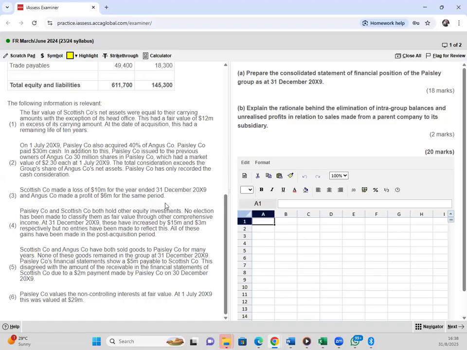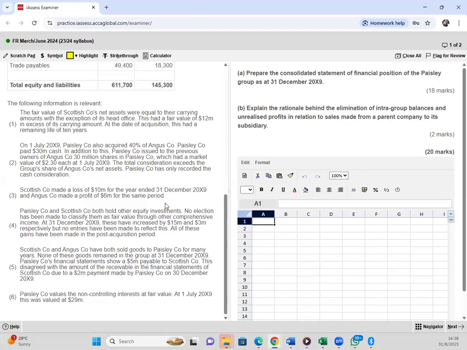Then we are told again that Paisley Company and Scottish both hold other equity investments. No election has been made to classify them as fair value through other comprehensive income. So we have not elected to classify these investments as through OCI. These have increased by 15 million and 3 million respectively, but no entries have been made to reflect this. All these gains have been made in the post-acquisition period.